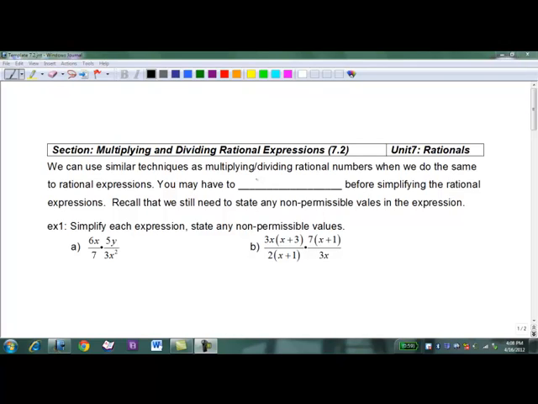You may have to factor before simplifying the rational expressions. Really, the factoring is just so that we can look for things to cancel off. You've got to recall that we still need to state any non-permissible values in the expression. So let's start with simplifying each expression and state any non-permissible values.